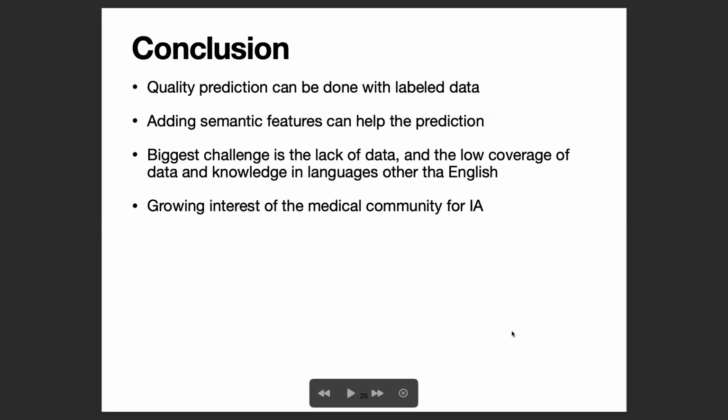Now, to conclude my talk, I hope I convinced you that with labeled textual data, we can actually do some quality prediction on patient trajectories. Adding semantic features can help the prediction, but the biggest challenge, as usual, is the lack of training data, and especially when one works with a language other than English, it's the lack of data and knowledge bases. But the good thing is that there's a growing interest of the medical community for artificial intelligence, which is pretty promising because we're getting more data, more collaborations.